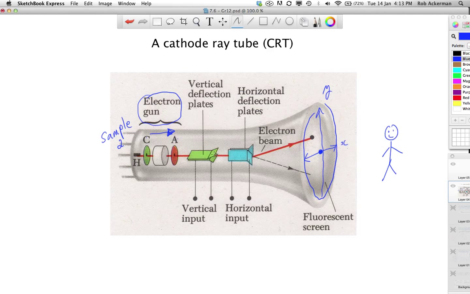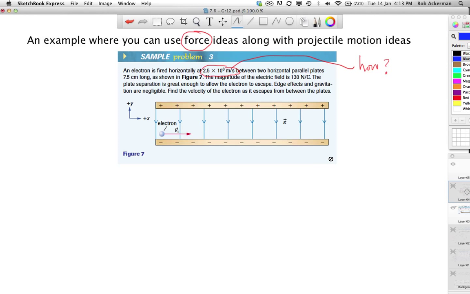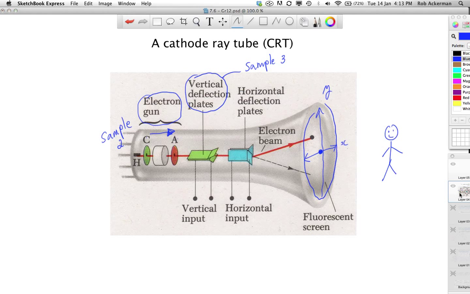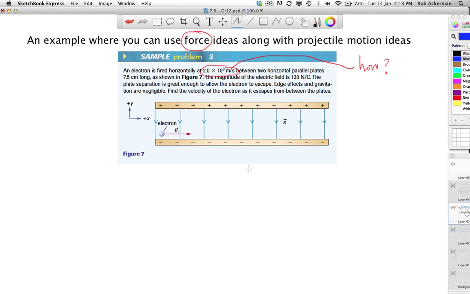Well, we have to deflect with some combination of vertical deflection, so we have what are called vertical deflection plates, and this is what sample problem 3 is about. I'm going to do this in a moment. It's right here. And you also need horizontal deflection plates right here. We don't have a sample problem for this, but it's really the same physics as sample problem 3, so I don't need to do both. This is how we're going to get the image we want on the screen.